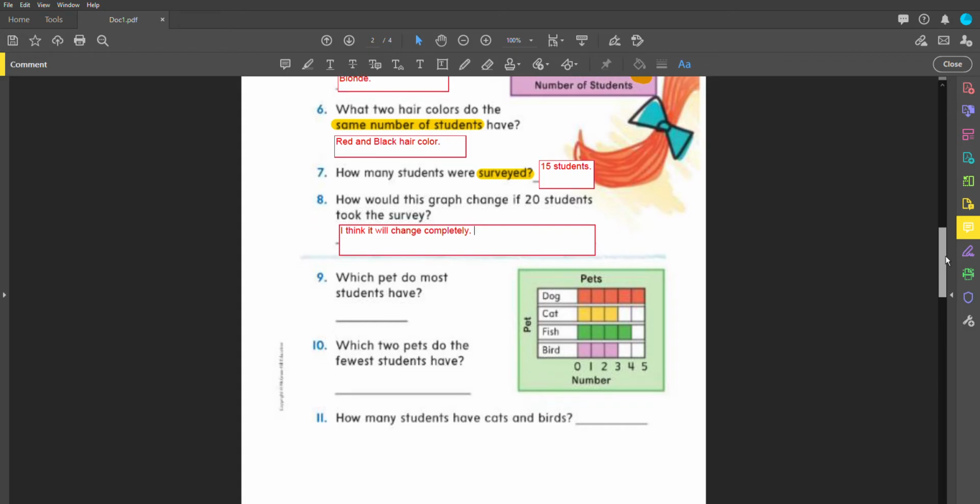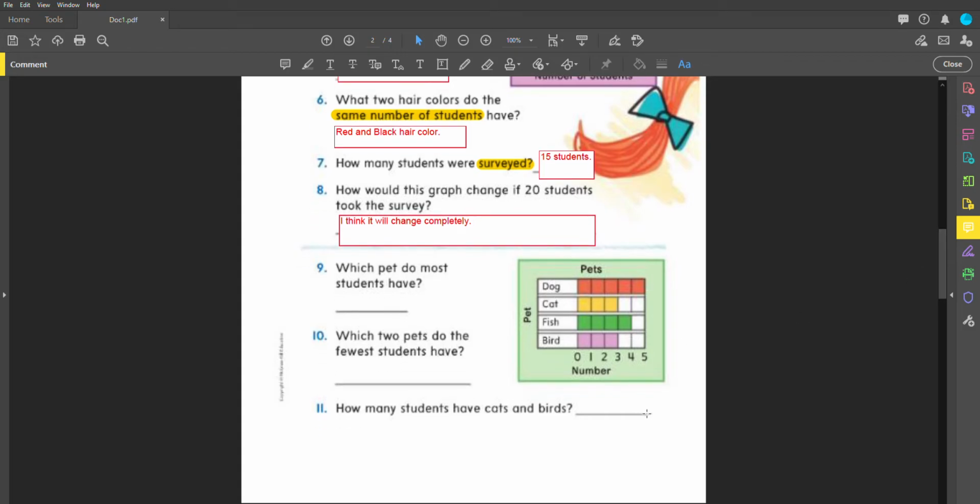Okay, now we have another paragraph. It's about pets, number of pets. Like, how many students have dogs? How many students have cats, fish, or birds? Let's start. Which pet do most students have? Let's take a look. Of course, it's very obvious, dog. So, most students have dogs.